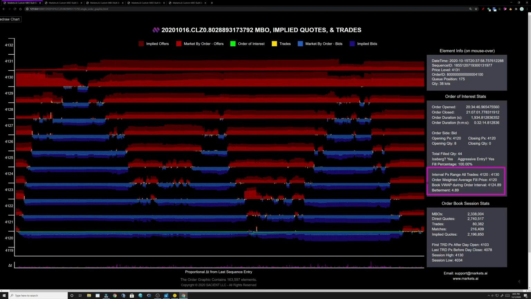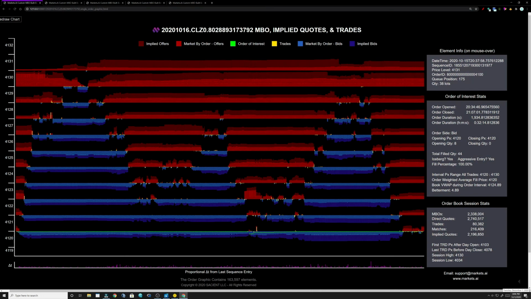The order's weighted average fill price was 41.20. The VWAP for the same interval was 41.24. So we had a close to 5-tick betterment of the VWAP for the order's interval. Not bad. Our next step is to take a look at the entry.